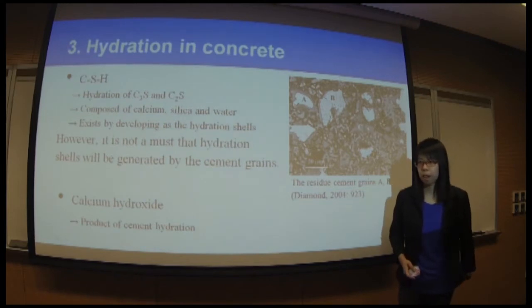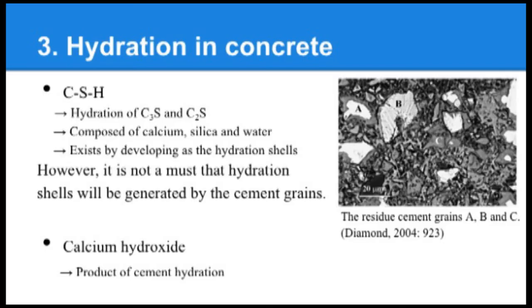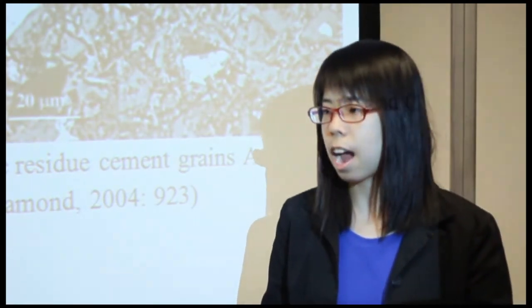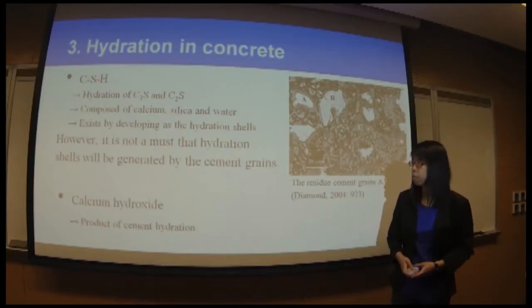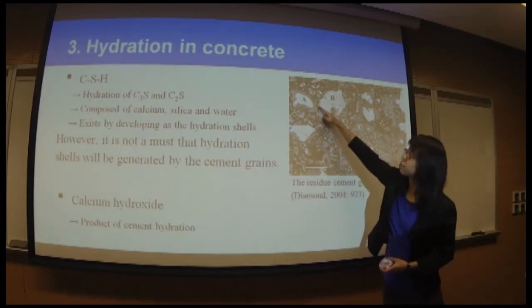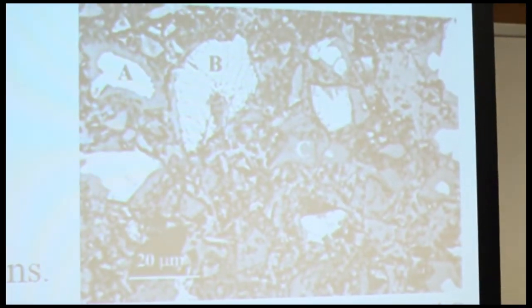Hydration in concrete. There are two products in hydration in concrete, and they are CSH and calcium hydroxide. CSH is the hydration product of these two compounds, and it is composed of silica, calcium, and water, and it usually exists as the hydration shell. However, it is not a must that the hydration shells will be generated. For example, in this picture, for the cement grade A, there is a hydration shell, but for B and C, they do not have hydration shells.